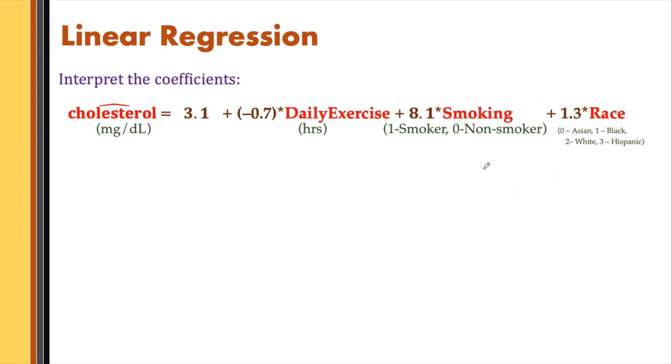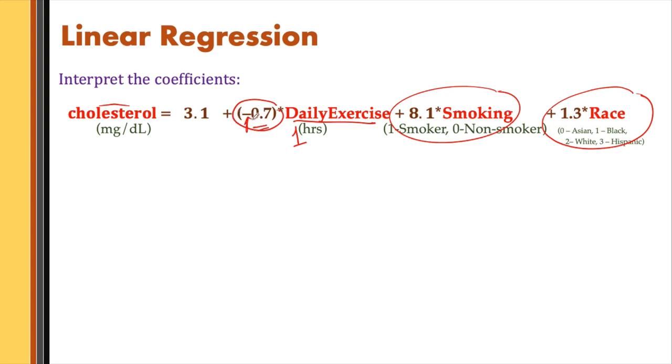Let's have another one. This one predicts cholesterol in milligrams per deciliter, and this is your linear regression model. Again, since this is linear regression, I want to emphasize that your dependent variable is a quantitative variable. In other words, it is numerical. So let's proceed. How would you interpret daily exercise, which is negative 0.7? Keeping the others fixed, for every 1 hour increase in daily exercise, cholesterol level on average, since this is negative, decreases by 0.7 milligrams per deciliter.